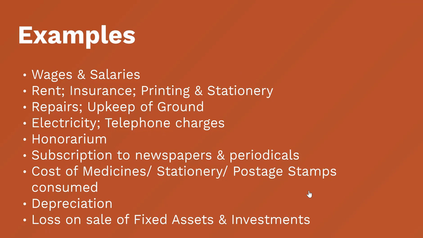Examples could be wages, salaries, rent paid for factory or godown, insurance, printing and stationery expense, repairs of fixed assets, upkeep of ground, electricity bill paid, telephone charges paid, honorarium, subscription to newspapers and periodicals, cost of medicines or stationery or postage stamps consumed, depreciation on fixed assets, and loss on sale of fixed assets and investments.